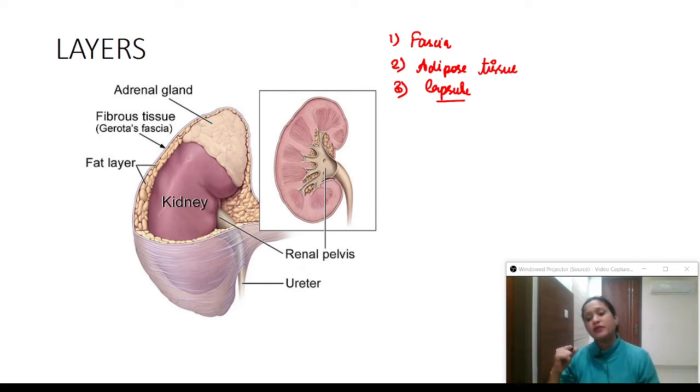Now at the top of the kidney, you will find a gland. So this is a gland above the kidney. The gland is the adrenal gland. Okay. So on the top of the kidney, you will find one gland and its name is the adrenal gland.